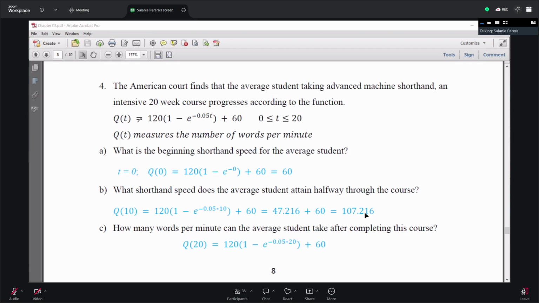So you write Q(t) equals 120 times (1 minus this equation) plus 60. Beginning means you plug in t equals 0. So e to the power 0, what's e to the power 0? Even if you write e to the power minus 0 or e to the power 0, it will be 1. So 1 minus 1 is 0, this part will be 0. So the initial speed is 60.